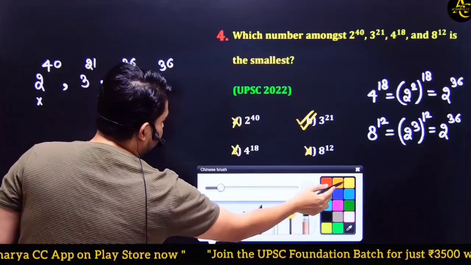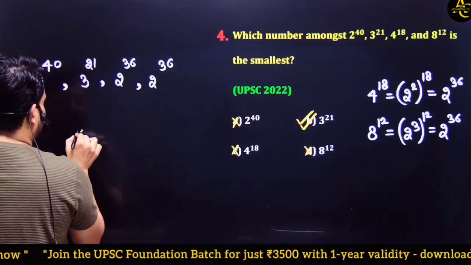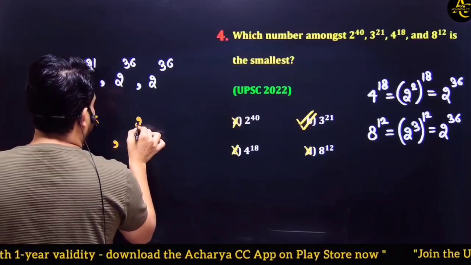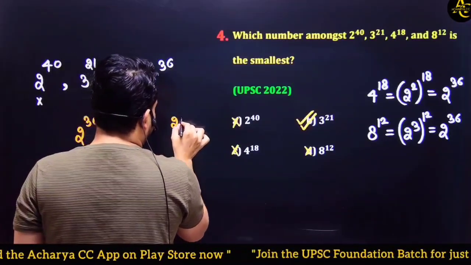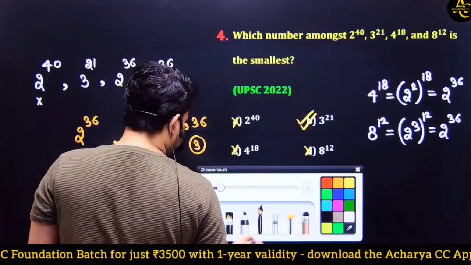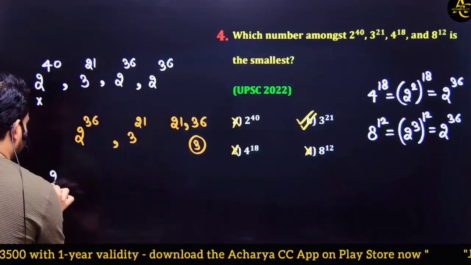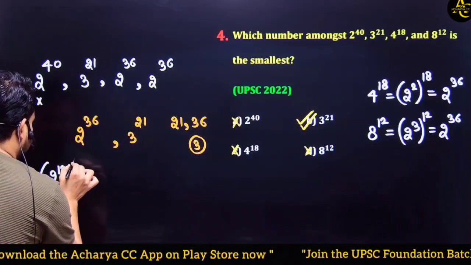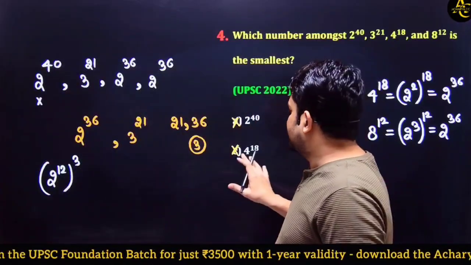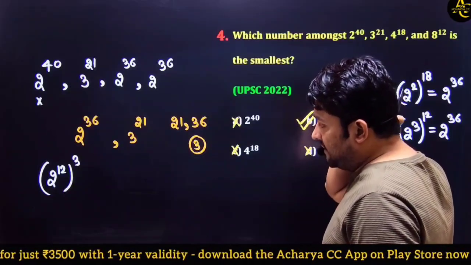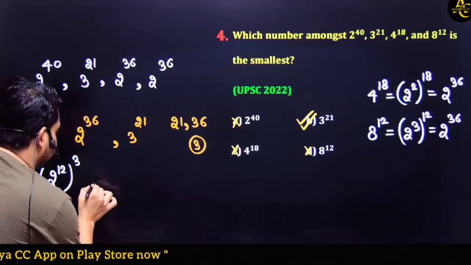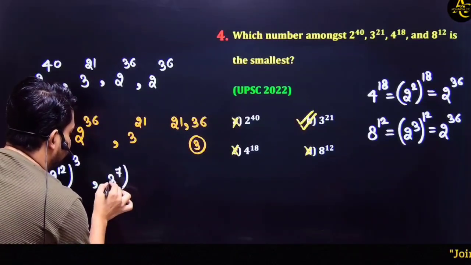So what you have to do, you have to compare these two numbers, 2 to the power 36 and 3 to the power 21. And you know that for 21 and 36, their HCF is 3. So you have to make their power 3. You will do 2 to the power 12. I am solving just to make your concepts more clear. If the UPSC has made the options harder, then you need to know all the things that can be done in this question. So you will do 3 to the power 7 to the power 3.